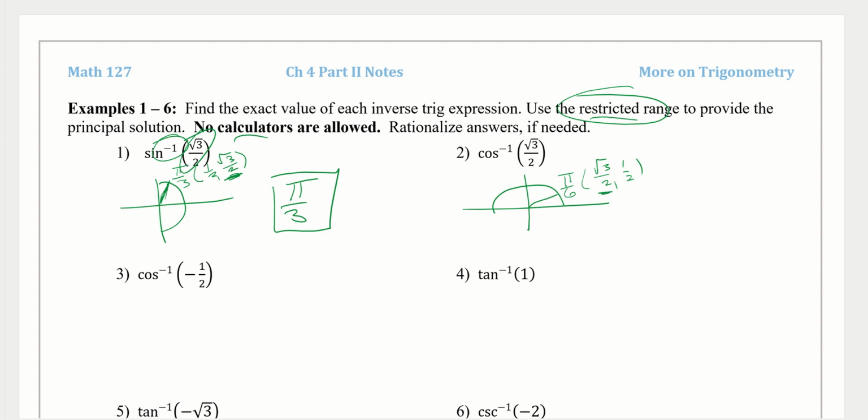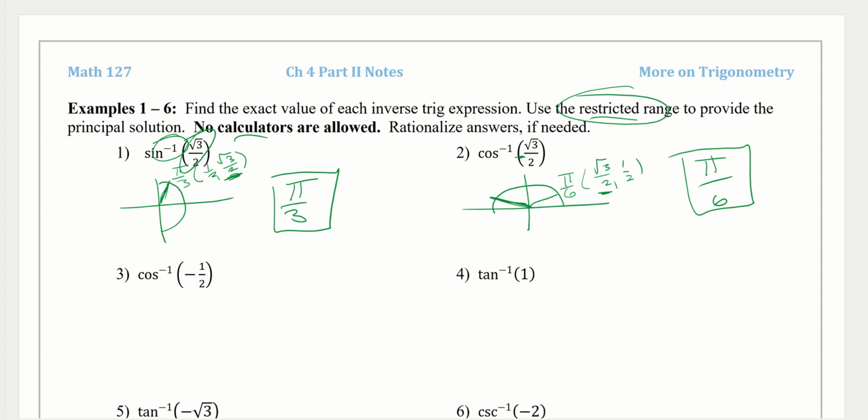Again, I'm looking for that value right there. So my answer is going to be pi over 6. That's the angle that gives me that value. I could easily change it and say, okay, well, how about negative root 3 over 2? Well, then my answer would be over on this side.